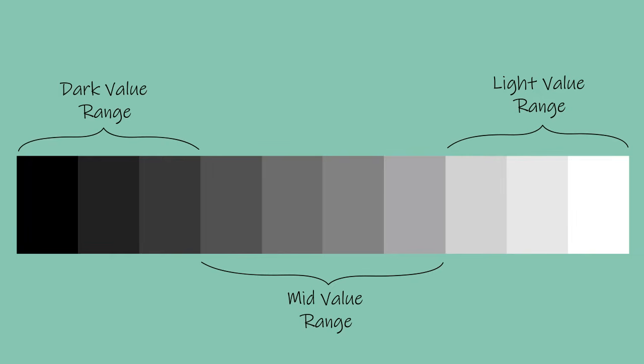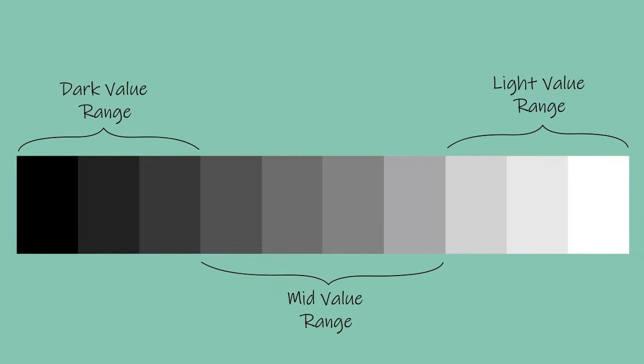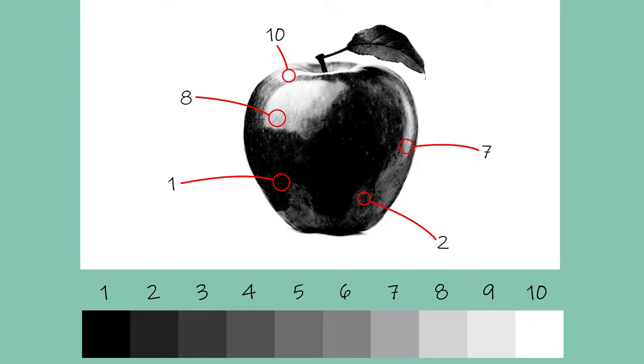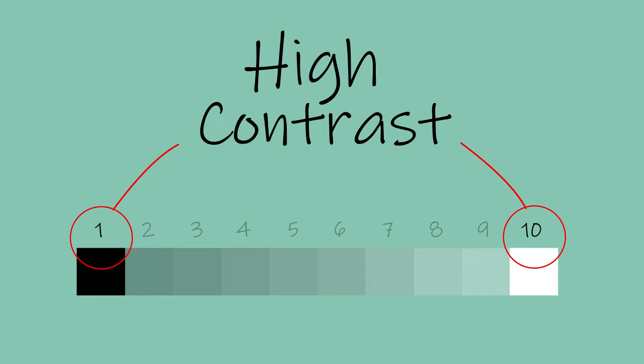However, not all artworks do this. Whether it's intentional or unintentional, a lot of artworks only tend to use certain sections of the value scale. When we look at the value scale in more depth, we can break it down into 3 sections. We have the dark value range, the mid value range, and the light value range. Now let's look at this apple. This apple only uses various numbers from the value scale, and it jumps from very dark to very light quite quickly. It lacks values in between. This is called a high contrast image.